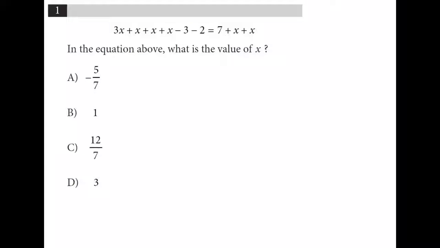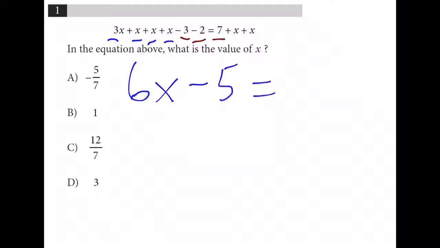So this problem requires combining the like terms on the left and combining the like terms on the right, and then doing some algebra. We see here that there is a 3x plus 1x plus 1x plus 1x. So 3 plus 1 plus 1 plus 1 should give us 6x. When I start with a negative 3 and I subtract 2 from that, I end up with a negative 5, or minus 5. On the right, 7 is the only number, so I don't change it, and I get 7.